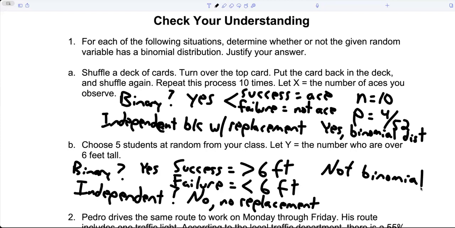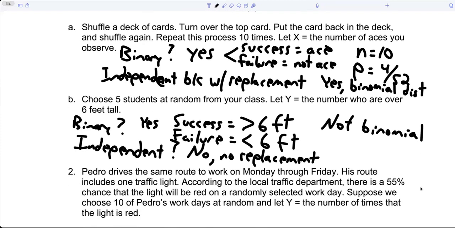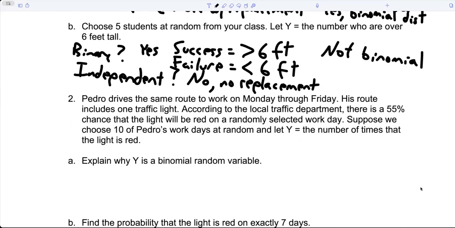Okay, so let me work this last problem here, the 2 parts, and then we'll take a quick little break. All right. So this says Pedro drives the same route to work on Monday through Friday. His route includes 1 traffic light. That's nice. According to the local traffic department, there's a 55% chance that the light will be red on a randomly selected workday. Suppose we choose 10 of Pedro's work days at random and let Y equal the number of times that the light is red. Explain why Y is a binomial random variable.